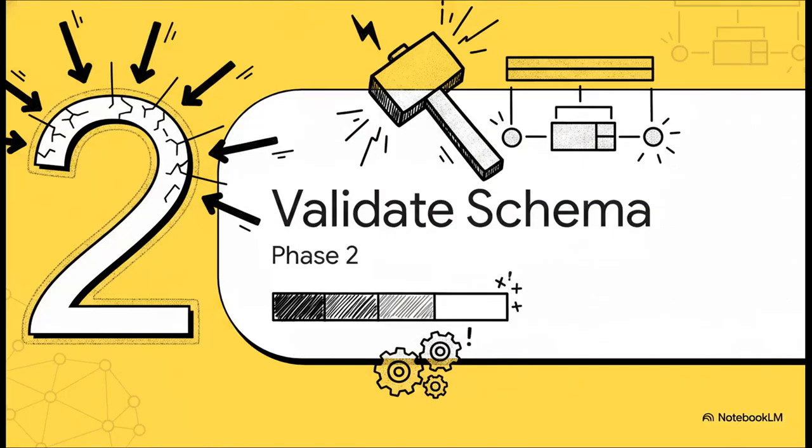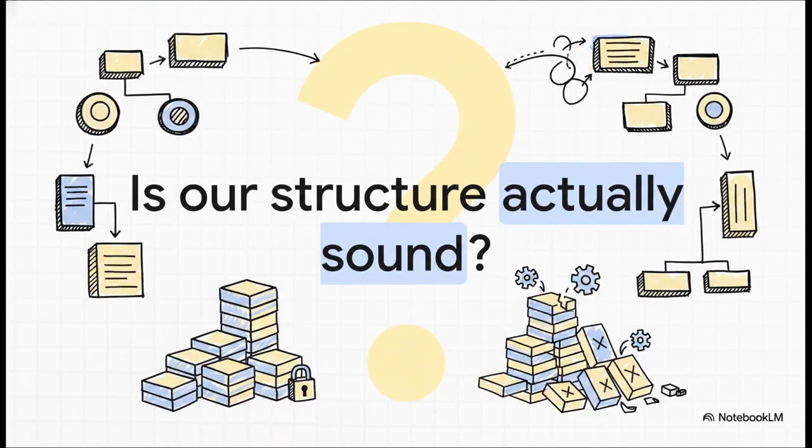Moving right along to Phase 2, validating your relational schema. At this point, we really have to stop and ask ourselves, is our structure actually sound? I mean, sure, we mapped out relations, and they look perfectly logical on paper, but can they survive real-world data processing without duplicating data or causing massive update errors?